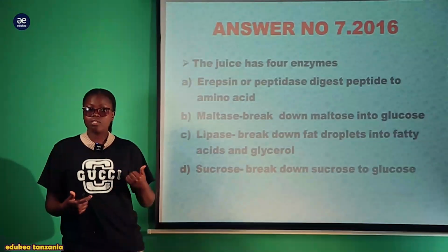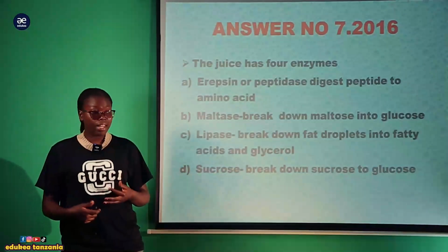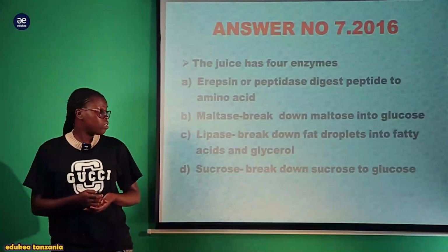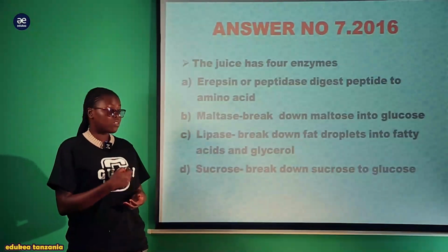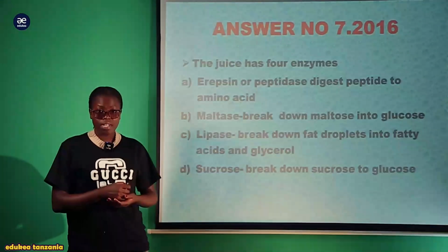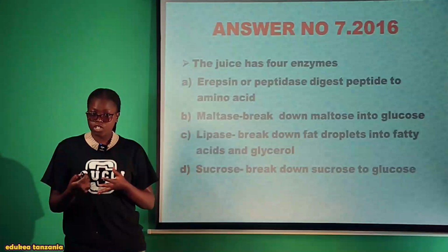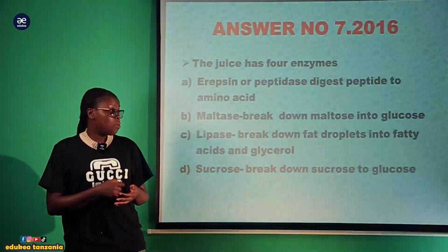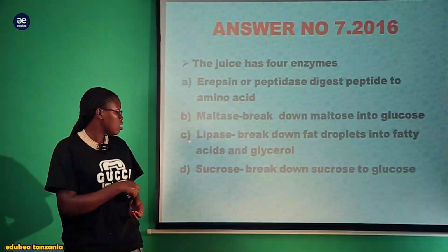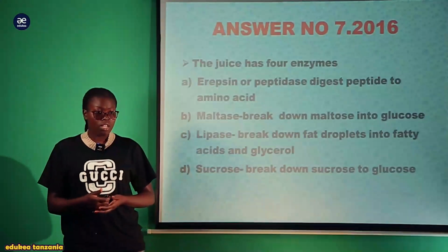So the maltose is now digested by the maltase, which is found within the ileum, to form glucose, which can also be used in the body as a source of energy through the process of respiration. Also, another one is the lipase. Lipase tends to break down, or perform the emulsification process, where the lipid is broken down into fatty acid and lipid droplets. So the lipase breaks down the fatty droplets into fatty acids and glycerol.